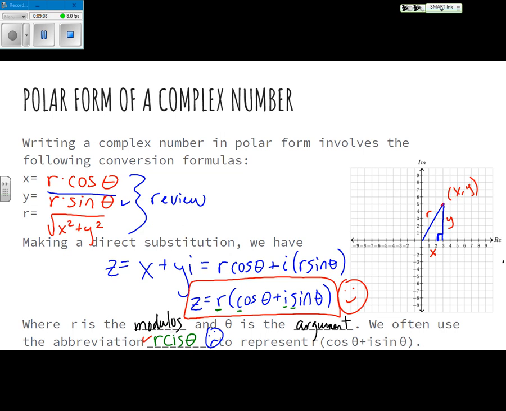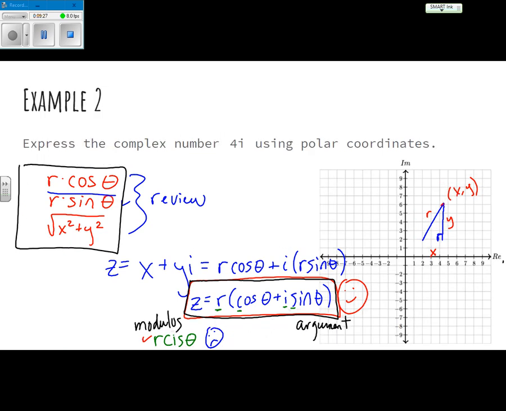So, good stuff for the note card real quick. All this x, y, and r stuff is good, and then this box right here: z equals r times cosine theta plus i sine theta. Those are the important things I want you to see from this. So what I want to do is take some complex numbers and write them using polar coordinates.